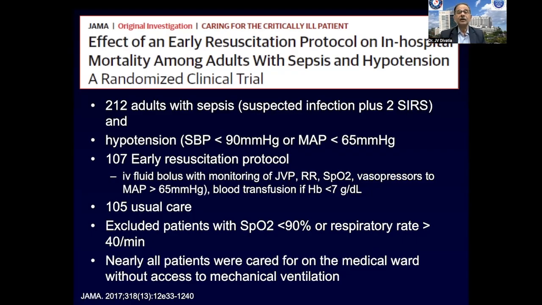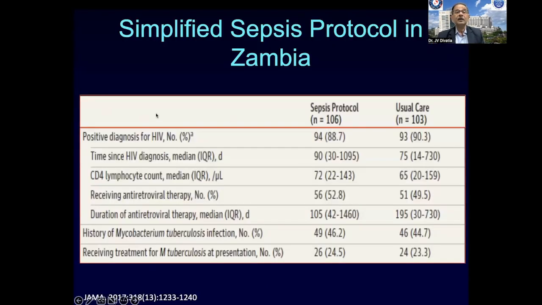And if either the JVP was increased after the fluid bolus, or the respiratory rate went up, or the saturation went down, they stopped giving fluid boluses. And patients did not get more than 4 liters of fluid. This was also a sort of special case mix. Almost 90% of patients had HIV, and almost 46% had tuberculosis.